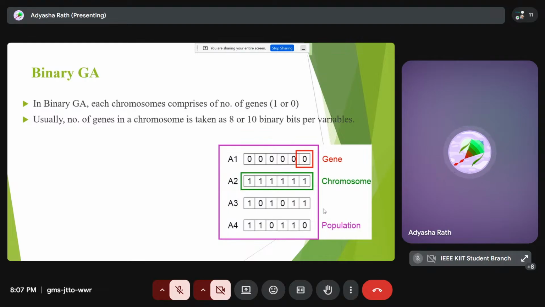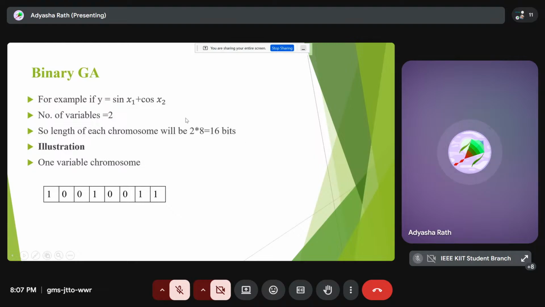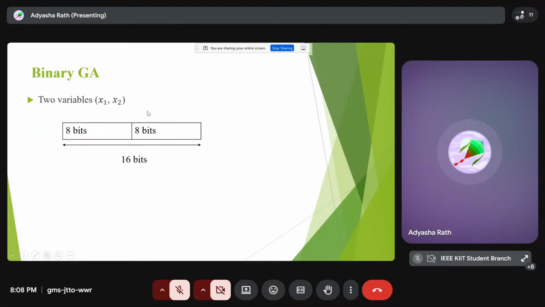But these bits should be either 8 or 10. For example, you see here, if my y is equal to sin x1 plus cos x2, the number of variables is how much? 2. So the length of each chromosome will be 2 into 8 equal to 16 bits. So for one variable the chromosome is like 100100111, anything, that means 8 bits. Here, having two variables, it will be 8 plus 8, totally 16 bits. Is it clear or not?